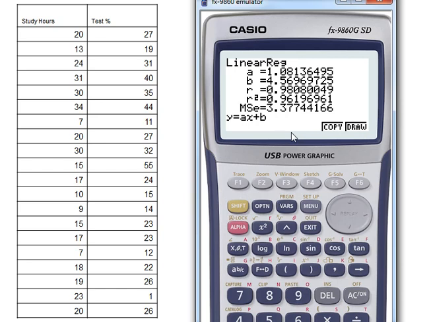If you're going to write the equation of the line, remembering it takes the form y equals ax plus b, our a value is 1.08 and b is 4.57. So it would be y equals 1.08x plus 4.57. And then you can do predictions from that using the equation of the line. Very good.